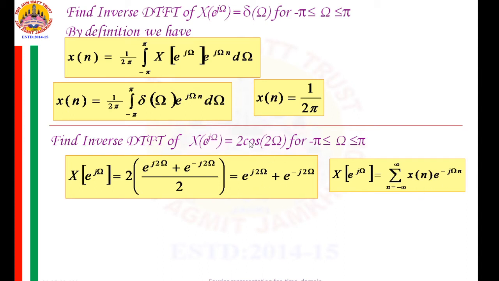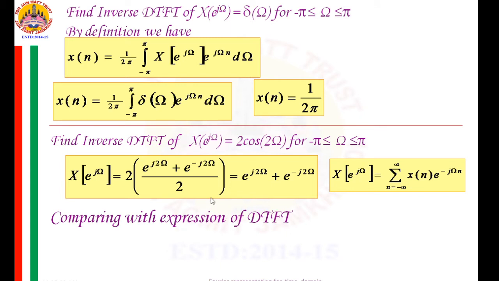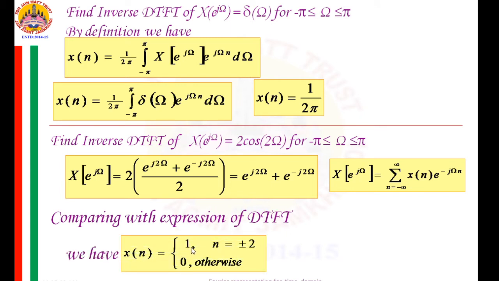So, whenever you have such types of cosine or sinusoidal terms, then you need to express it in terms of an exponential form and compare the coefficients of the exponential form of x of e raised to j omega with the standard infinite duration summation expression of x of e raised to j omega. Collect these coefficients x[n] and write the signal x[n]. So, in this case now our x[n] will be equal to 1 for n equal to plus or minus 2 and it is 0 for all other values of n.